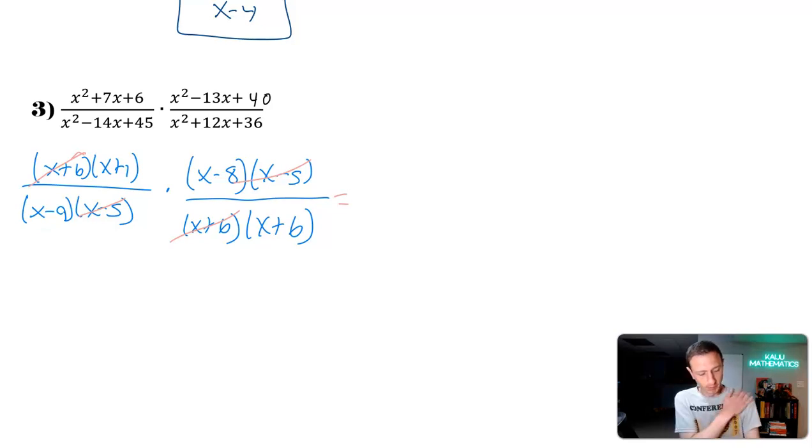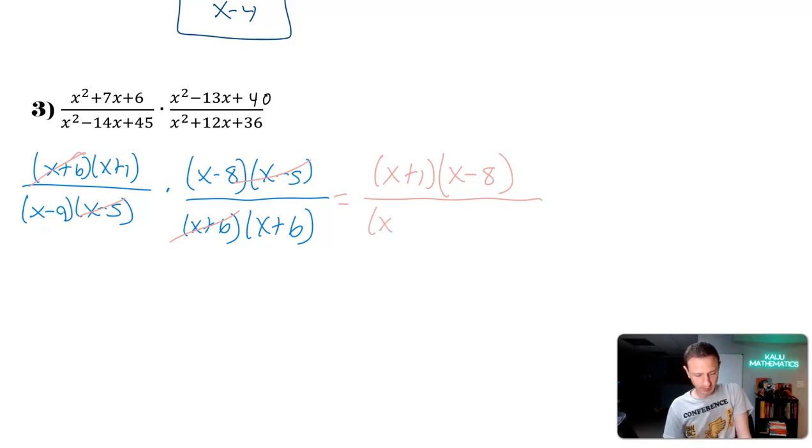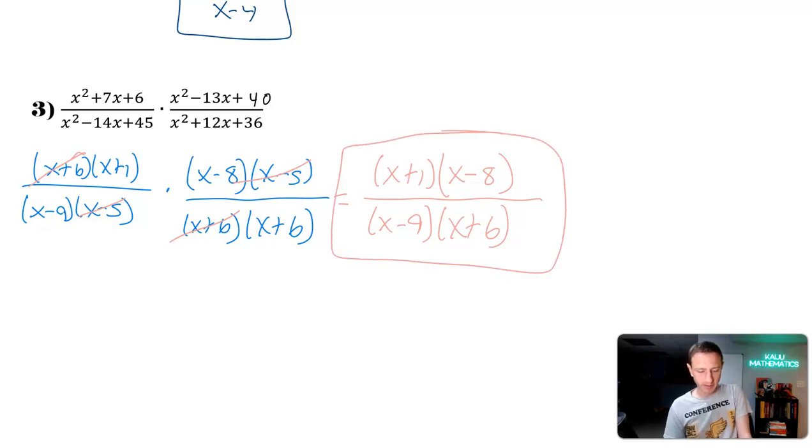So I'm left with multiple terms here. So I'm going to rewrite this as x plus 1 times x minus 8 over x minus 9 and x plus 6. And that's it. Nothing else can simplify. And you don't have to multiply it back out or anything. Just leave it like that, and then we're good to go.